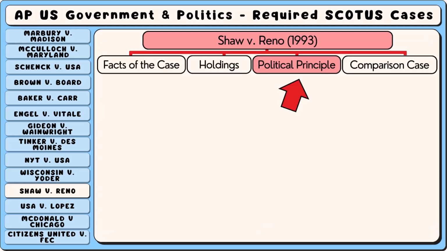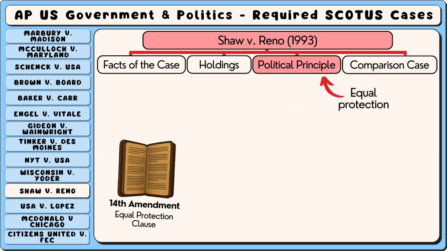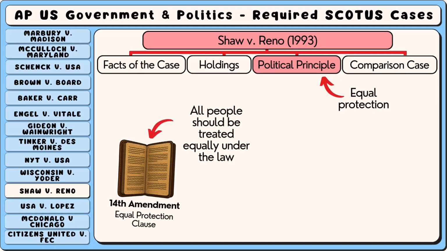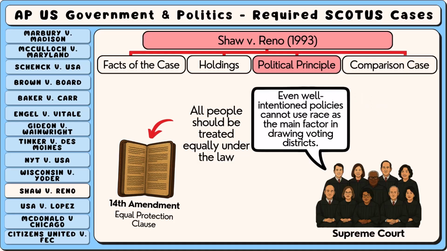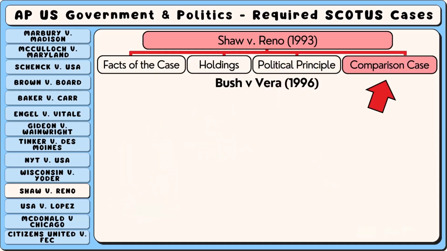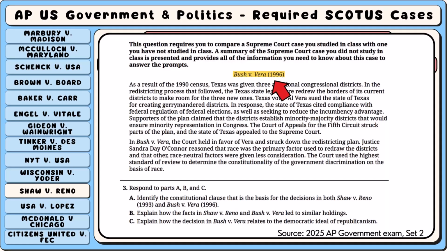Now let's look at the political principle behind this case. The central idea is equal protection, established by the Equal Protection Clause in the 14th Amendment. This means the government must treat people equally. Shaw versus Reno strengthened this principle by saying that even well-intentioned policies cannot use race as the main factor in drawing voting districts.